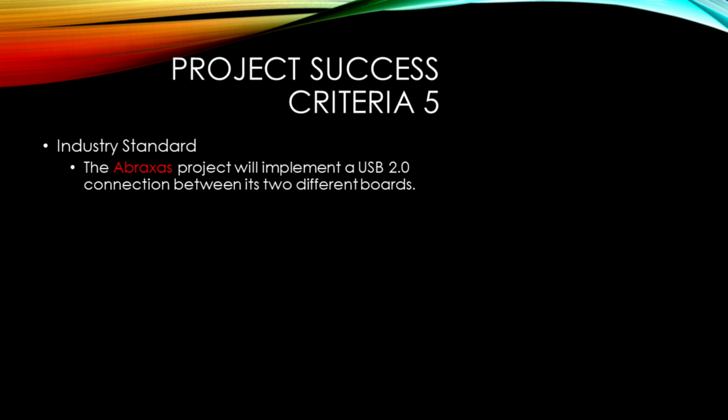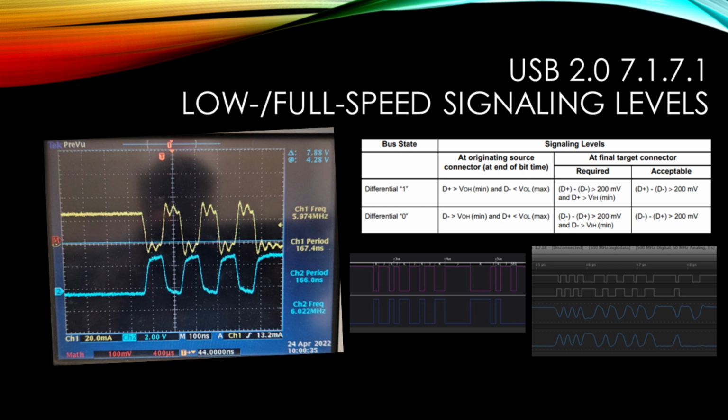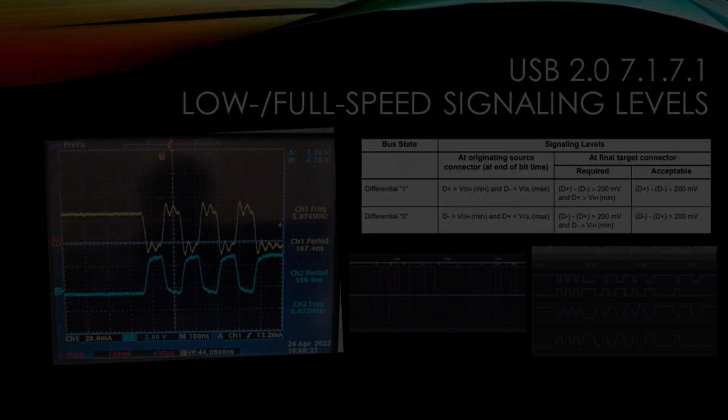Our fifth and final project-specific success criteria is that the two different boards would be connected with a USB 2.0 standard connection. To make sure we were meeting the USB 2.0 standard, we are testing to see if we meet spec 7.1.7.1 or the voltage signal level specification. The difference between the two data lines for logical 1 must be above 200 millivolts, while for logical 0, it must be less than 200 millivolts. These images prove that we meet this PSSC.